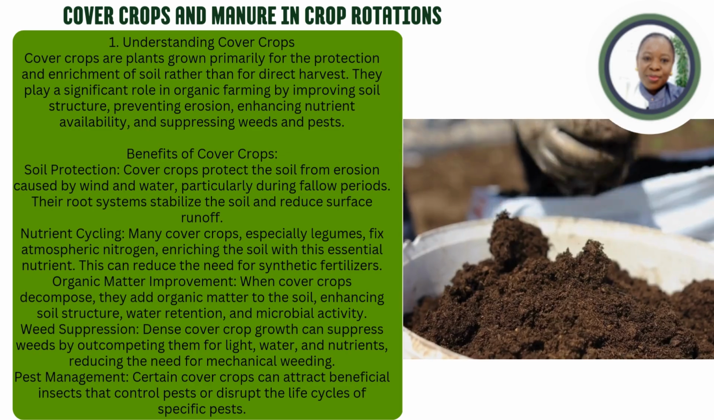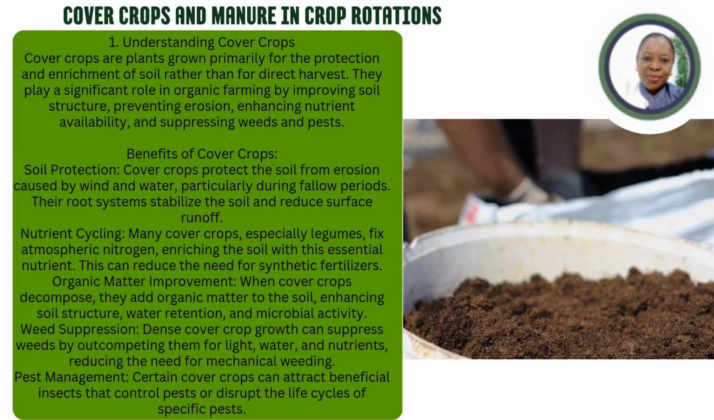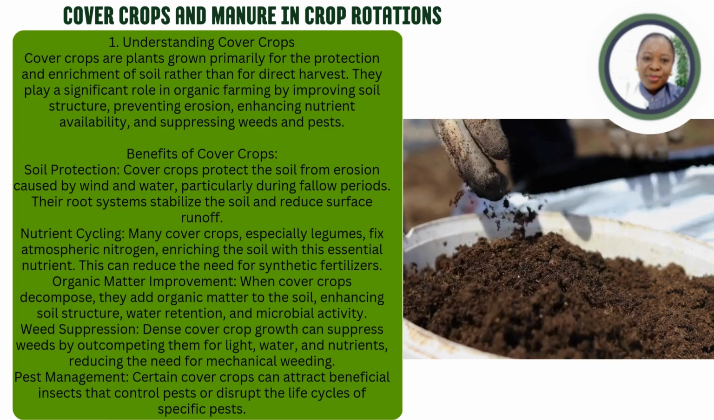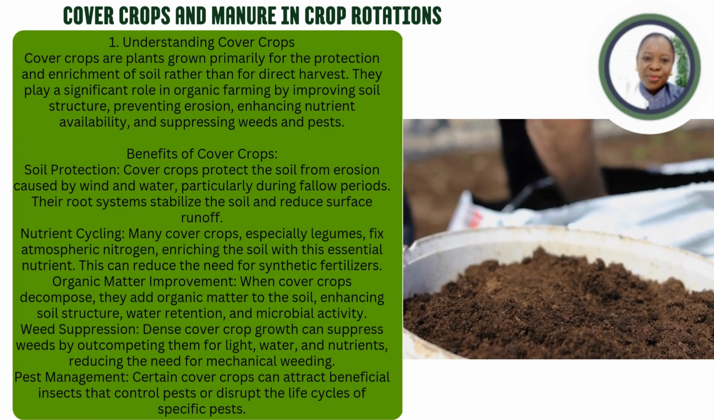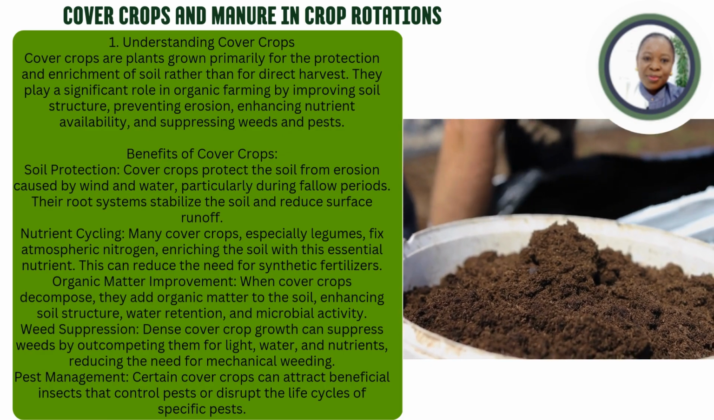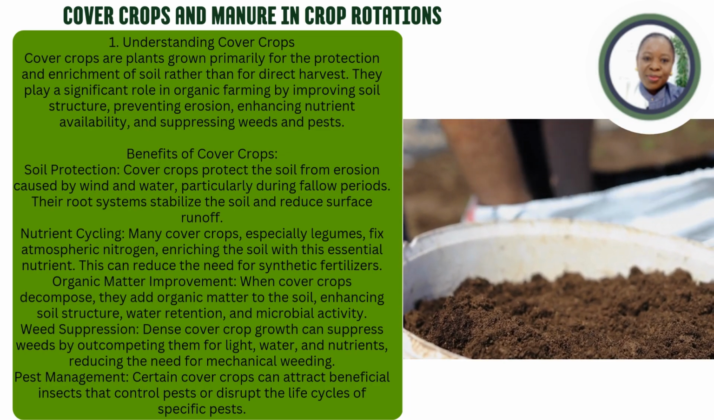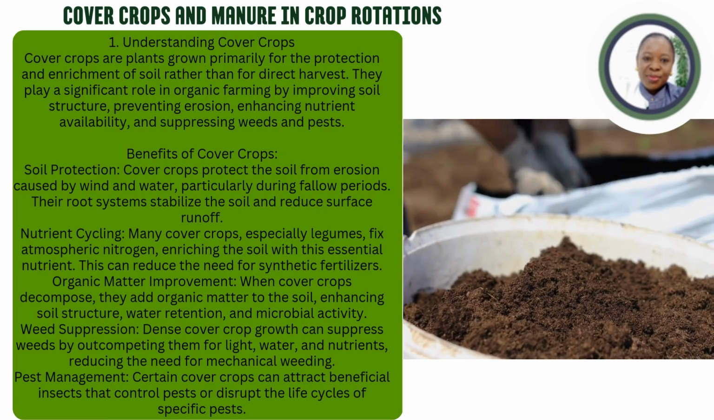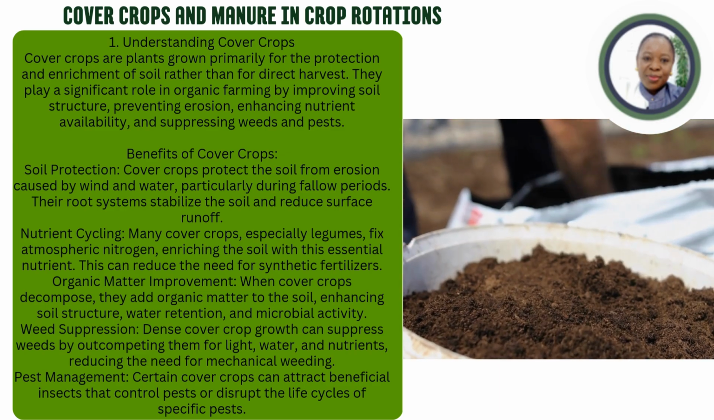Soil protection. Cover crops protect the soil from erosion caused by wind and water, particularly during fallow periods. Their root system stabilizes the soil and reduces surface runoff. Nutrient cycling. Many cover crops, especially legumes, fix atmospheric nitrogen, enriching the soil with this essential nutrient. This can reduce the need for synthetic fertilizers.